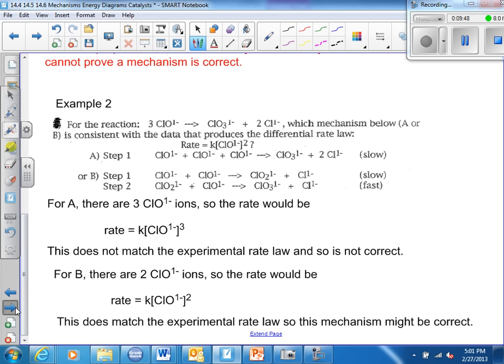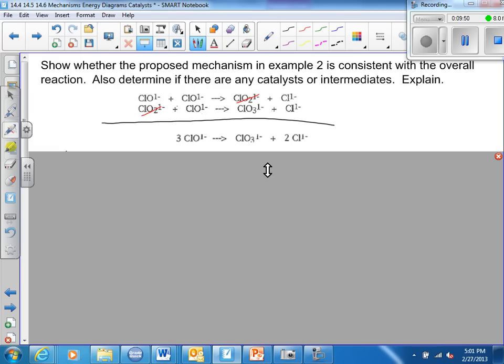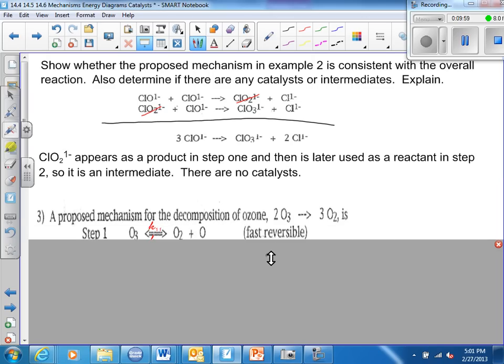So that part's consistent. And now intermediates. Well, right here, ClO2 1 minus is produced and then later used. That's an intermediate. I don't see any catalysts.